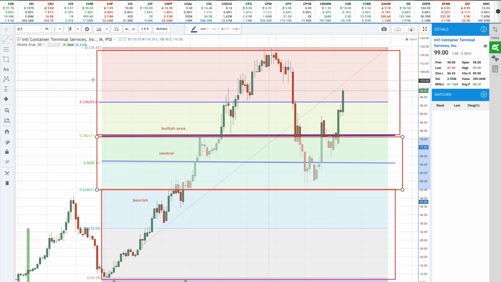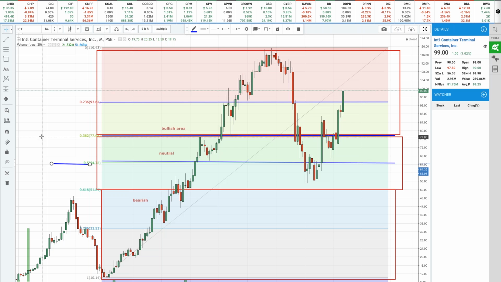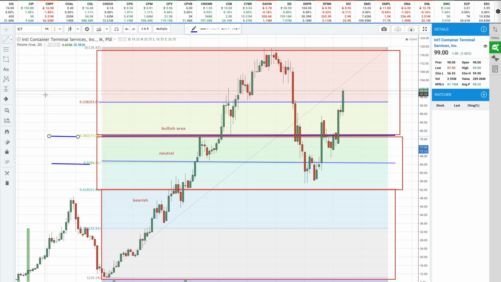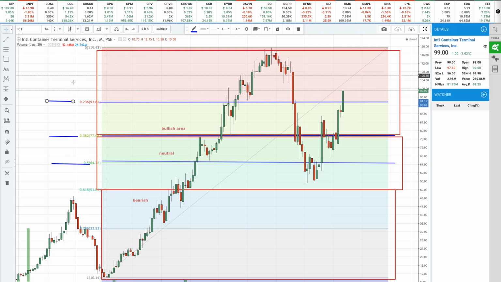But if it continues to drop further, for example toward 50% and then 61.8, it'll have this level to break and then this level to break. It will be a long and tiring road upward. So if you find that your security drops below the bullish area, you know that it's not a very strong stock.